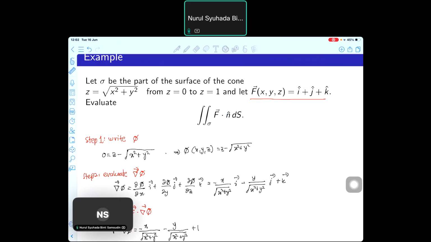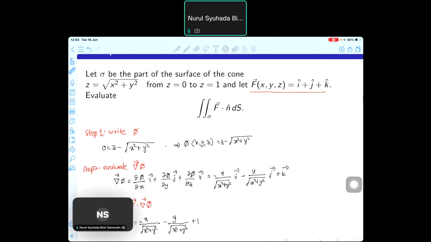Usually in the question, if n here is not stated, it means that n is in the positive orientation. So you can safely think that n here is the positive orientation if it is not given.